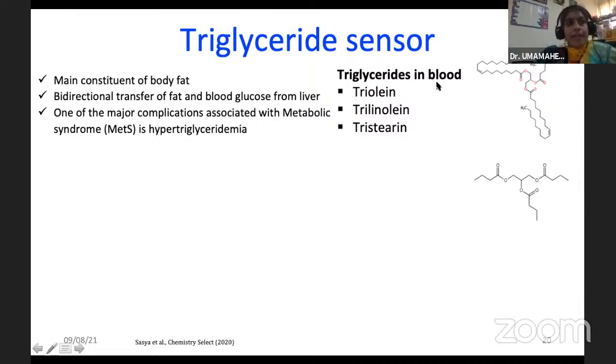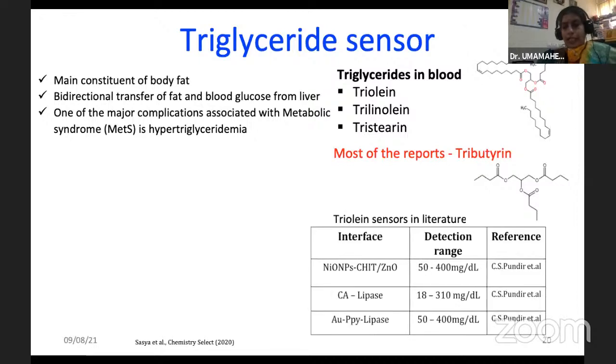But there have been several attempts in the literature. Many groups have attempted to make triglyceride sensors, but the model molecule they have used is tributyrin. You can see there is a huge difference in chain length, and as a result the hydrophobicity and the kind of interactions are all going to be different. So it would make more sense to look at triolein or trilinolein, which are more commonly found in our body, to make it more clinically relevant.